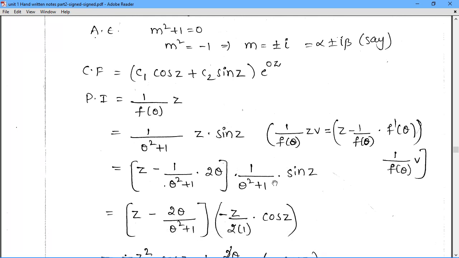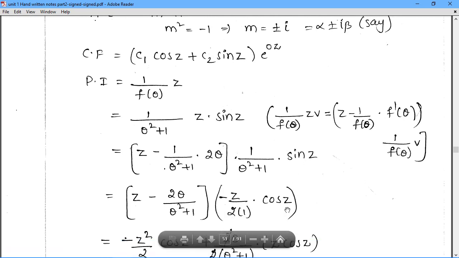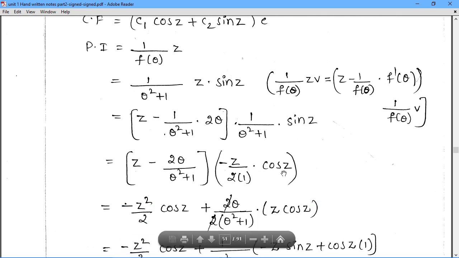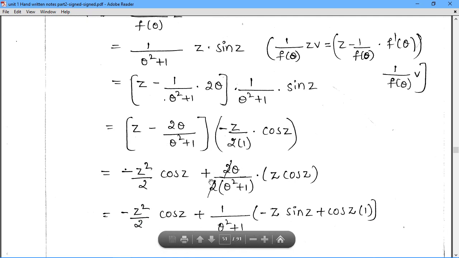So we have a formula, that is 1 by theta square plus a square of sin az is minus z by 2a cos az. But what is a here? 1. So minus z by 2 into a. The value of a is 1 here, because sin z is compared with sin az, a is 1, into cos z. Now operating with minus z by 2 cos z on each term, that is z into minus z by 2 is minus z square by 2 cos z, minus into minus plus 2 theta by theta square plus 1 into z cos z. So clearly the 2 gets cancelled here.